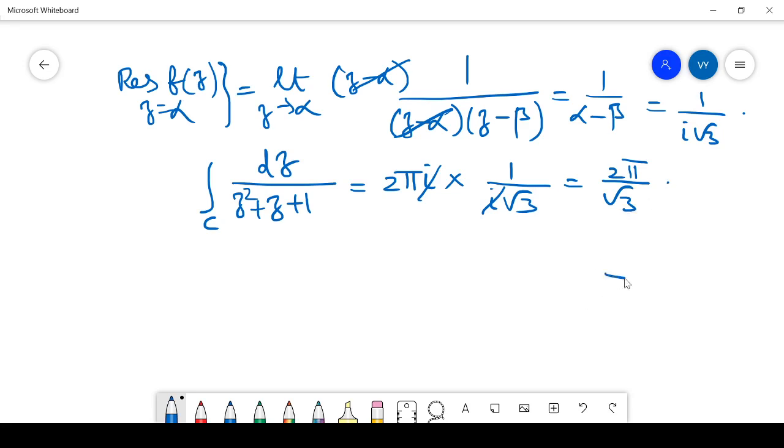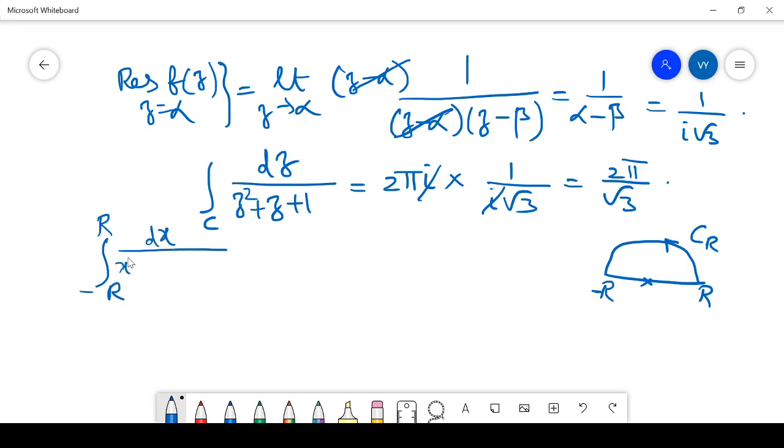If you remember, we took the contour like this. This is CR. This we have assumed to be R, and this is taken as minus R. So this will be the center. This lies on the real axis and the curved portion is in the upper part of the plane. So this integral I will rewrite as minus R to plus R, because it lies on the real axis, the imaginary part is 0, of dx by x squared plus x plus 1, plus the integral over CR.